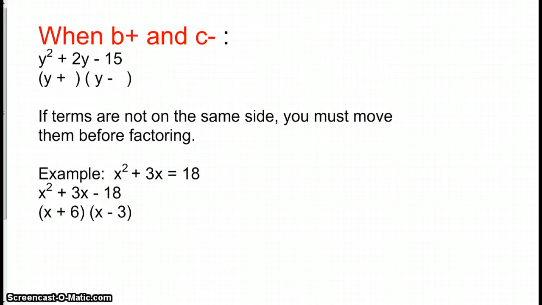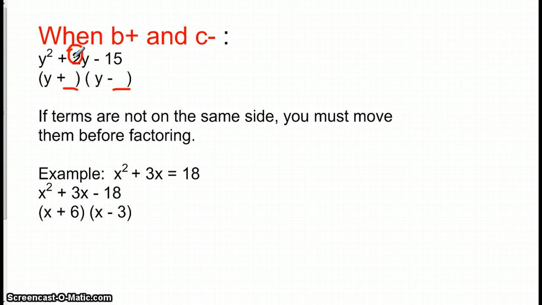When b is positive and c is negative, you're going to have one positive term and one negative term. Because in order to get a negative product, one number has to be positive and one has to be negative. So in this case, we've got a negative term here and a positive term here. Now here order is important because you're going to add them together and they have to be a positive 2. Okay, so if you think of the factors of 15, 5 and 3 are separated by 2.